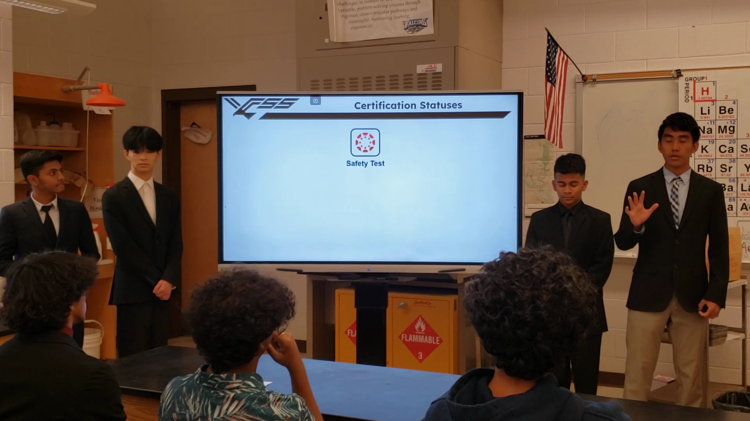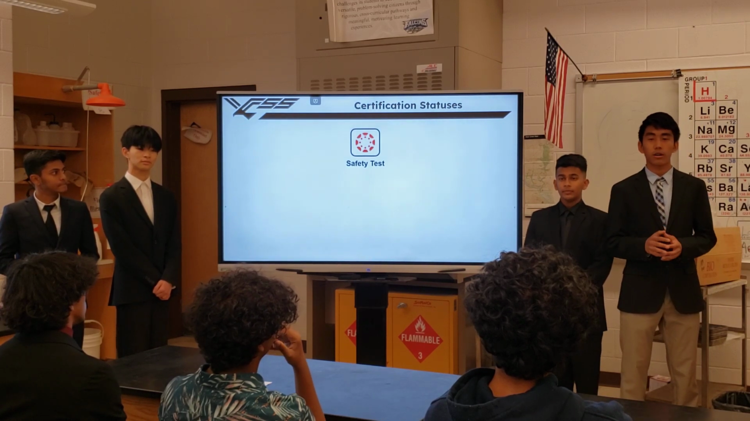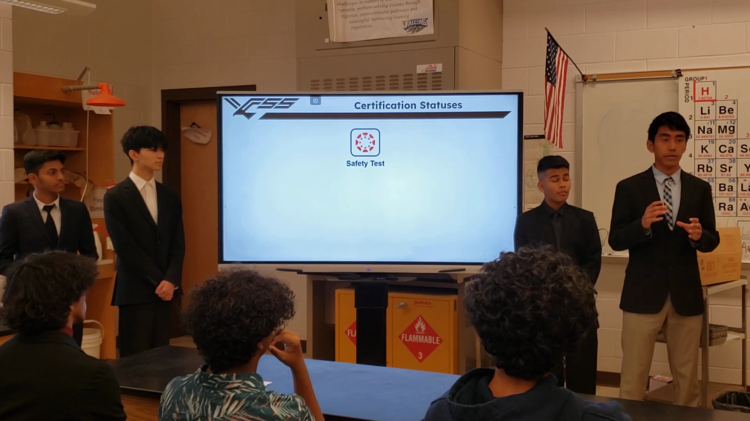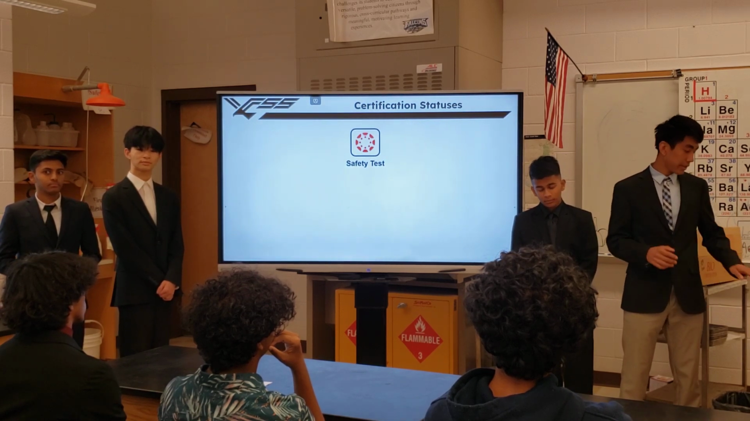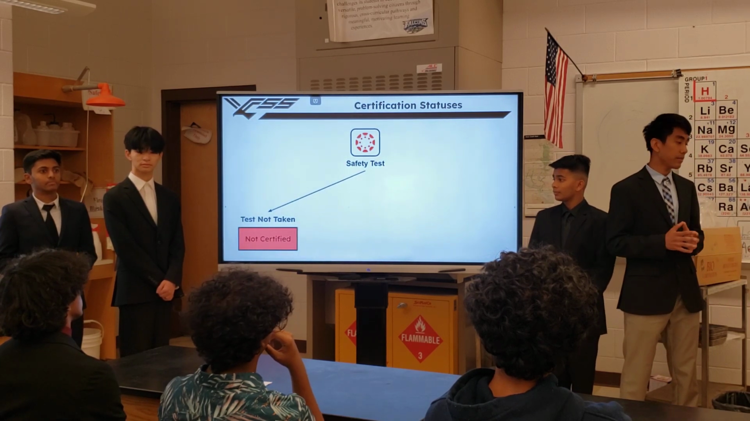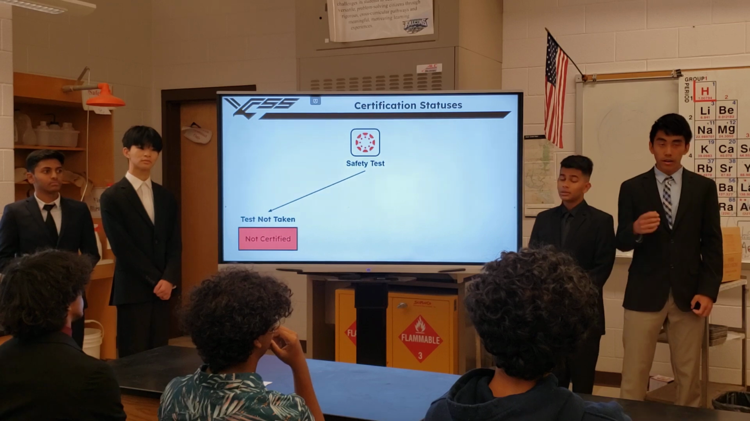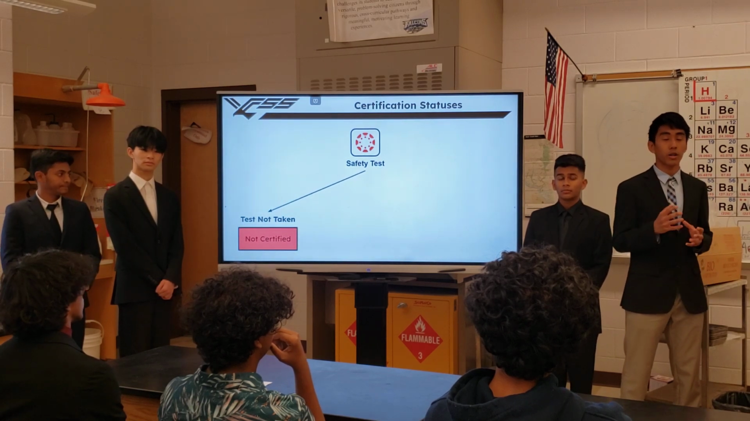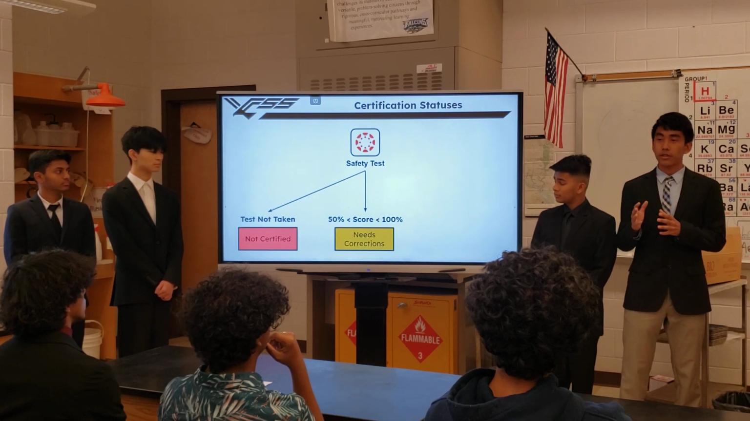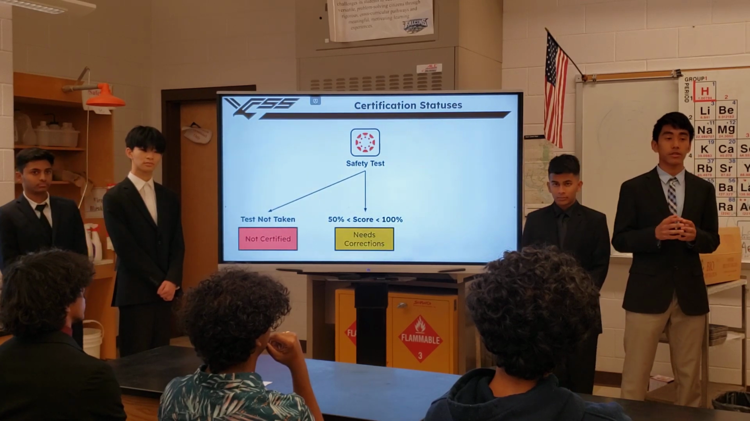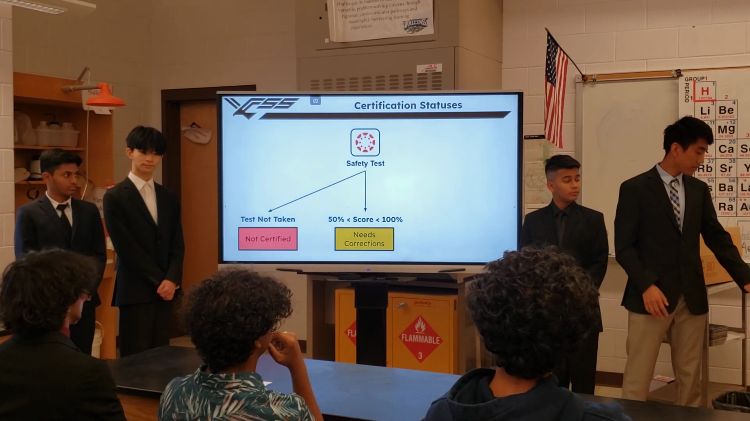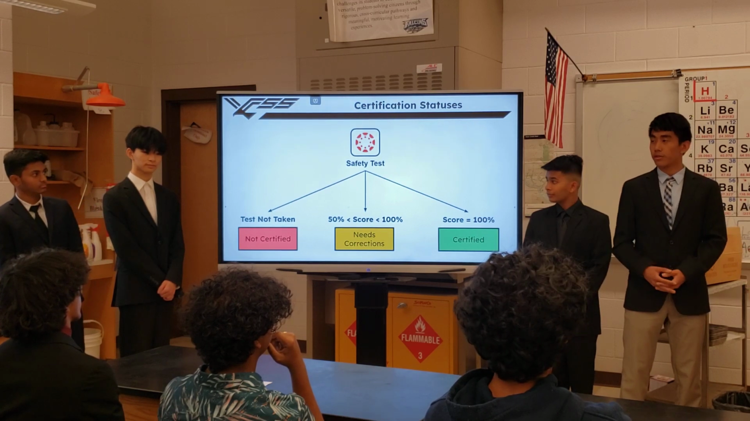And so there are 3 levels of certification that Mr. Kingman wants us to display on our software. For example, if Mr. Kingman creates a safety test on Canvas and the student does not take the test, then on our software they will be displayed as not certified because they have not taken the test at all. However, if they do take the test and they don't get 100%, then they will be shown as needing to perform quiz corrections to become certified. And then of course, if they get 100% on the quiz or test, then they will be certified to use the tool.